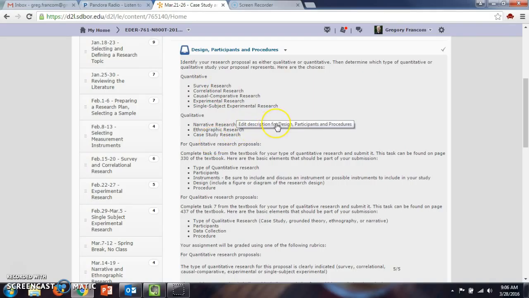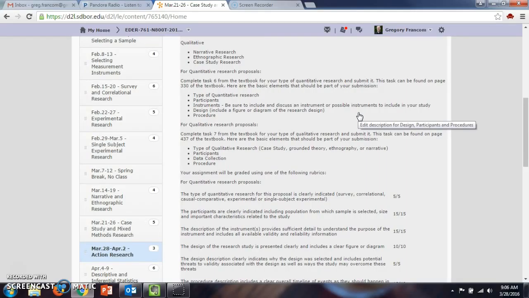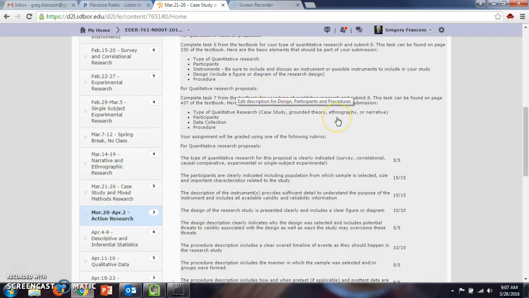And then for qualitative research, if you're going to choose qualitative research, you have to choose narrative, ethnographic, or case study research as the type of research that you're going to implement. And whichever one you choose, you must follow the assumptions and the requirements of that type of research. So my suggestion is to go back to the chapter on whichever type of research you're choosing, whether it's survey or ethnographic or whatever it might be. Go back to that chapter. Make sure you understand what that type of research is about, and then you're going to complete task 6 from the textbook for quantitative research proposals, or task 7 from the textbook for qualitative proposals.